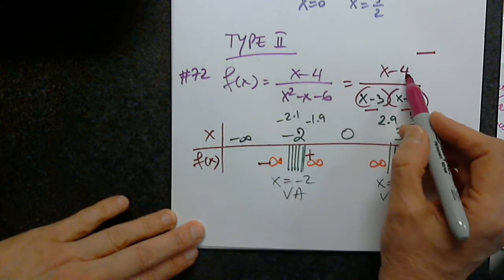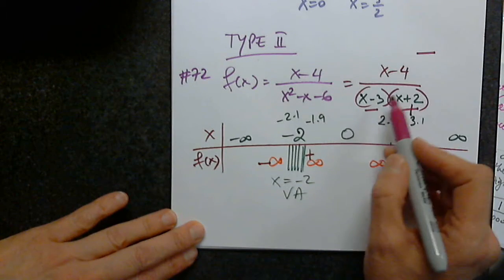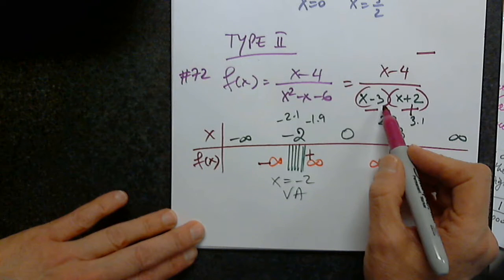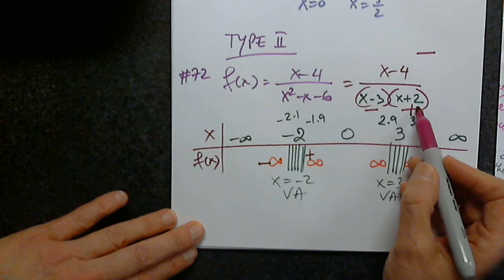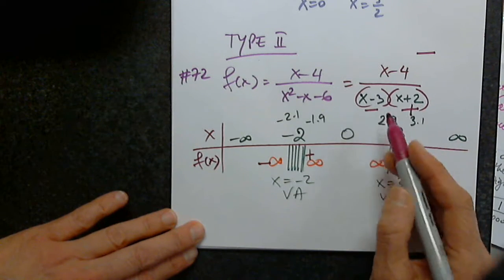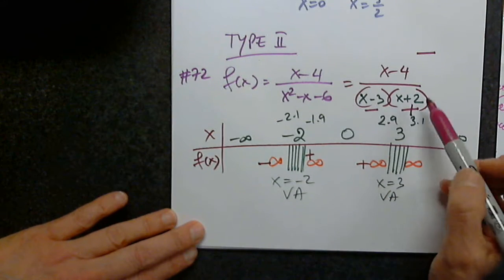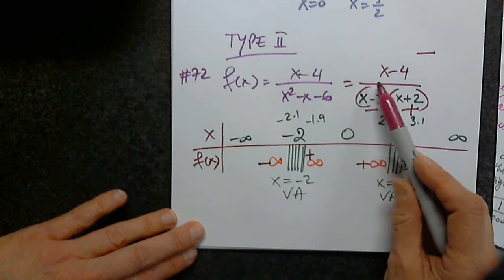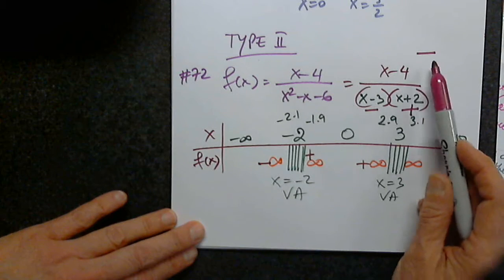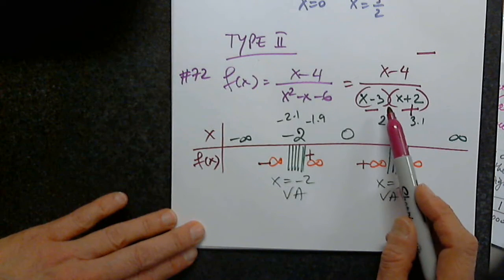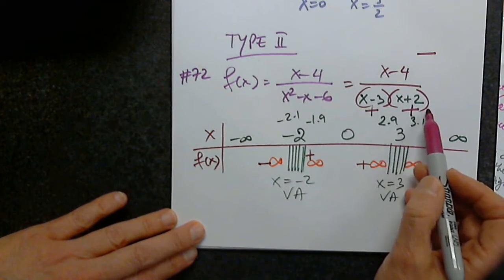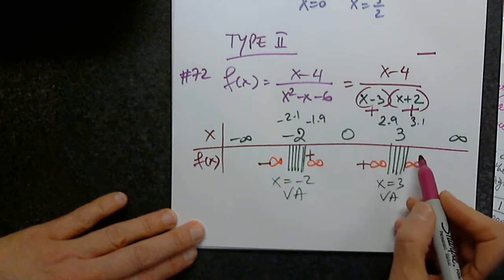2.9 minus 4. 2.9 minus 3. 2.9 plus 2. 2 negatives. Very good. Last one, 3.1. 3.1 minus 4. 3.1 minus 3. 3.1 plus 2. 1 negative.